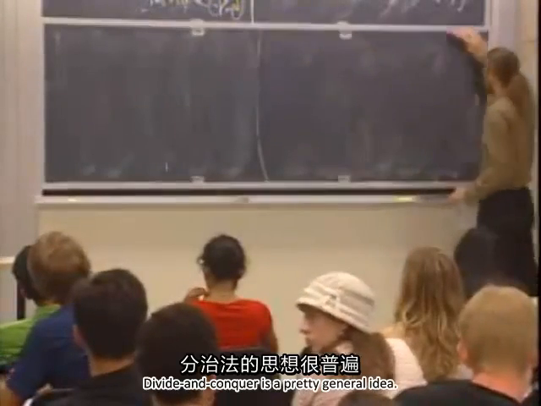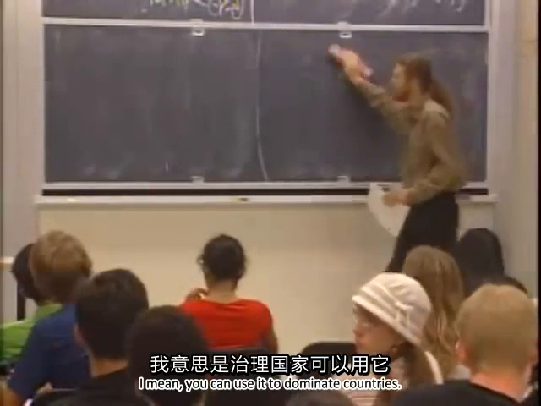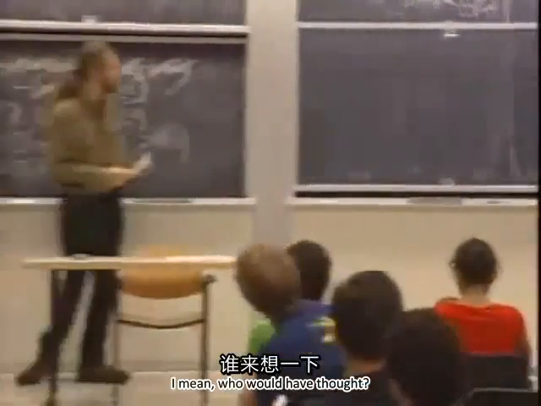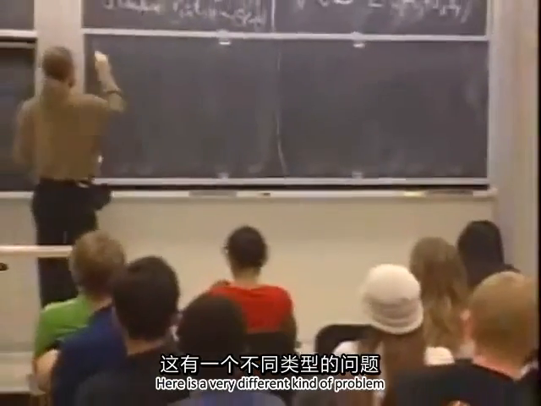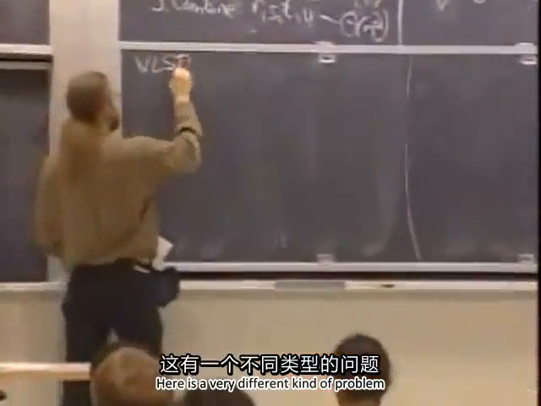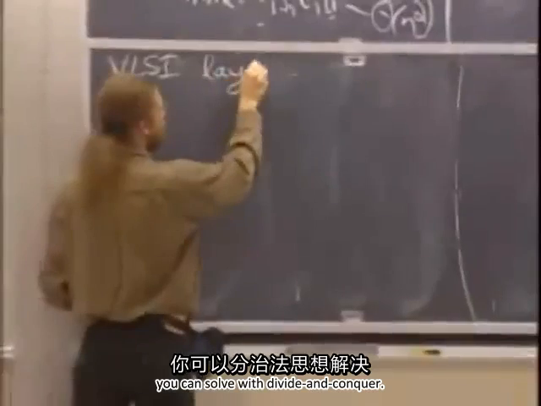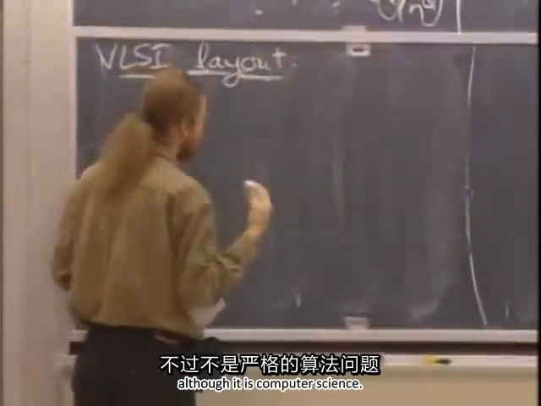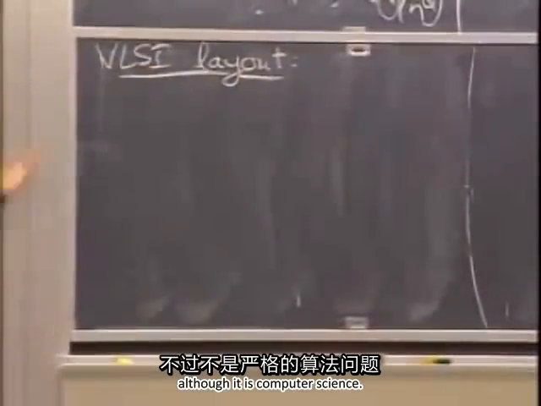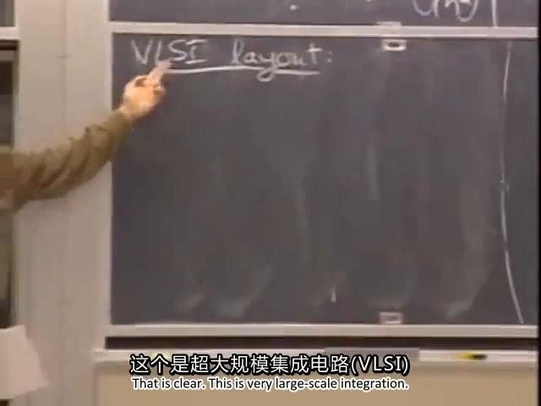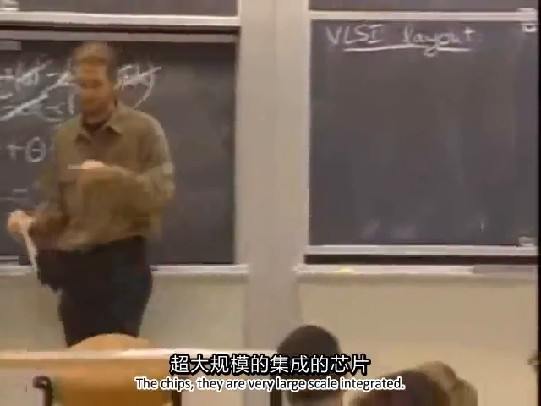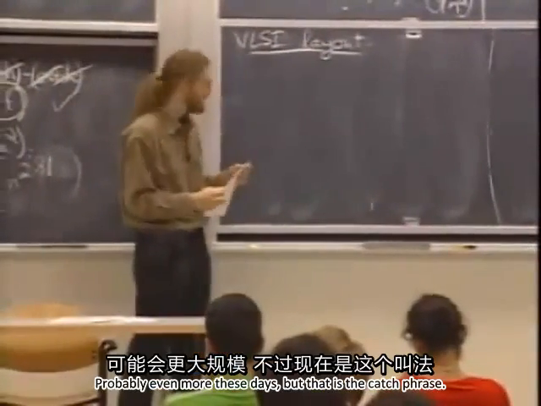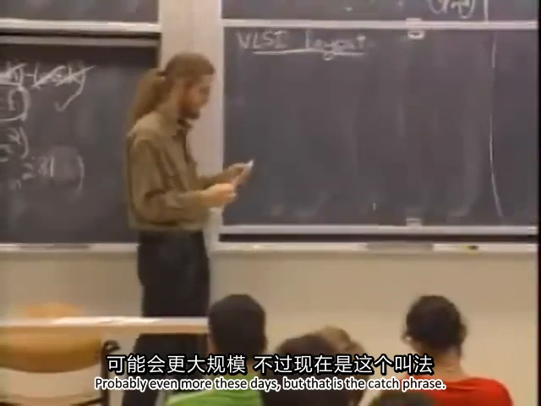Divide and conquer is a pretty general idea. I mean, you can use it to dominate countries. You can use it to multiply matrices. I mean, who would have thought? Here's a very different kind of problem you can solve with divide and conquer. It's not exactly an algorithmic problem, although in some sense it's computer science. This is very large-scale integration. The chips are very large-scale-ly integrated. Probably even more these days, but that's the catchphrase.